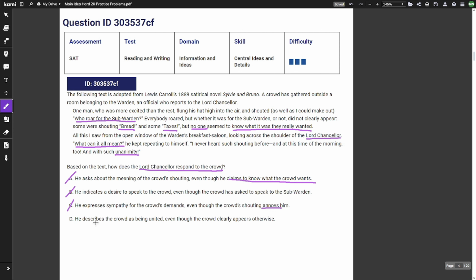And let's look at D. He describes the crowd as being united. That's true, because right here he says it's with unanimity. And then it says that even though the crowd clearly appears otherwise, and that's also true, because right here it says that they don't know what they're even shouting for. So our answer will be D.